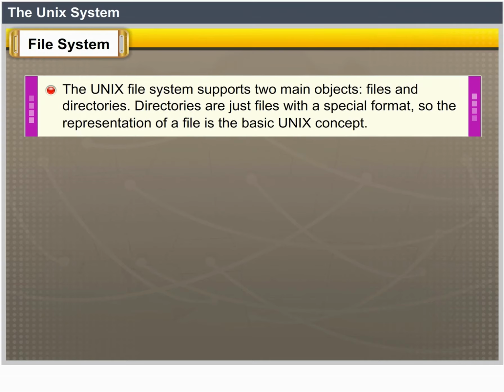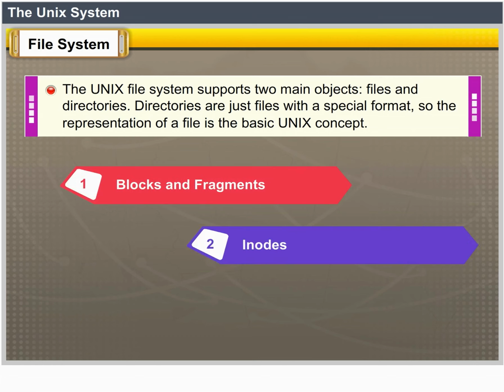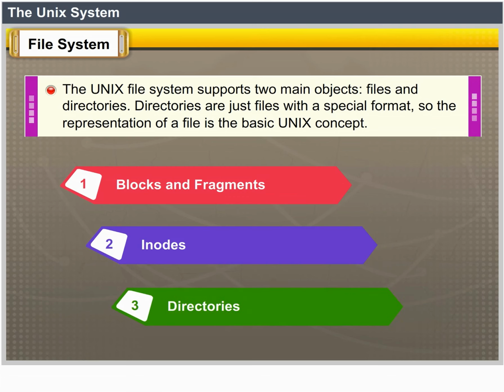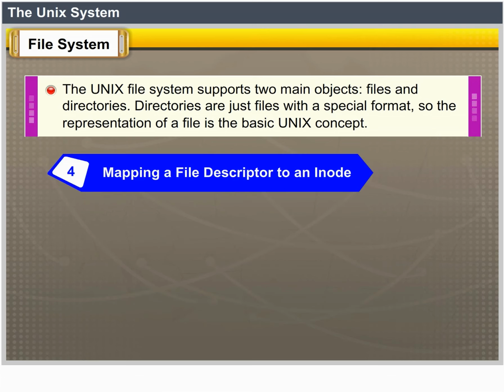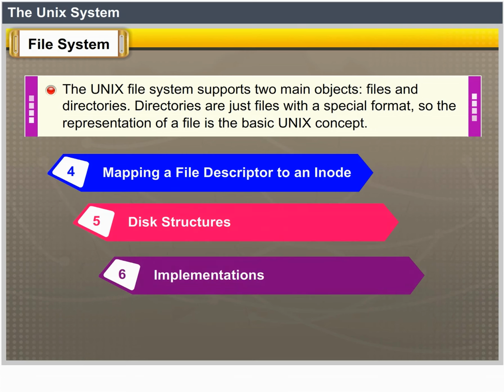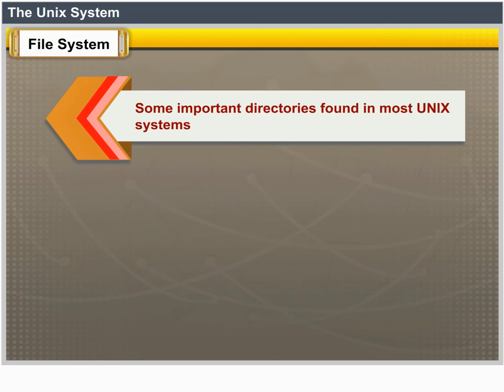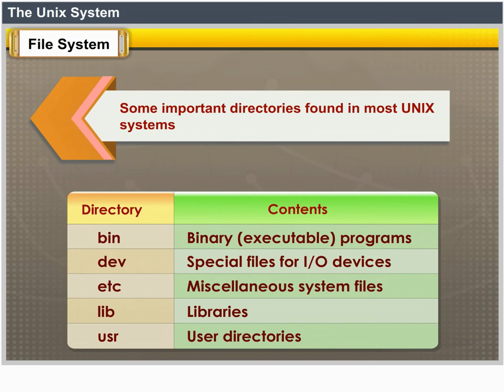File system. The Unix file system supports two main objects, files and directories. Directories are just files with a special format, so the representation of a file is the basic Unix concept. Blocks and fragments, inodes, directories, mapping a file descriptor to an inode, disk structures, implementations, layout and allocation policies. Some important directories found in most Unix systems.